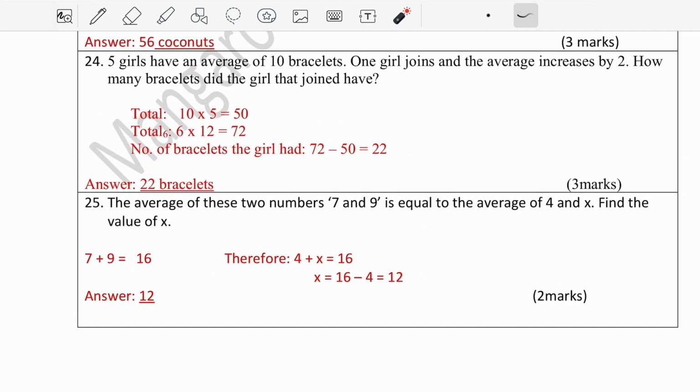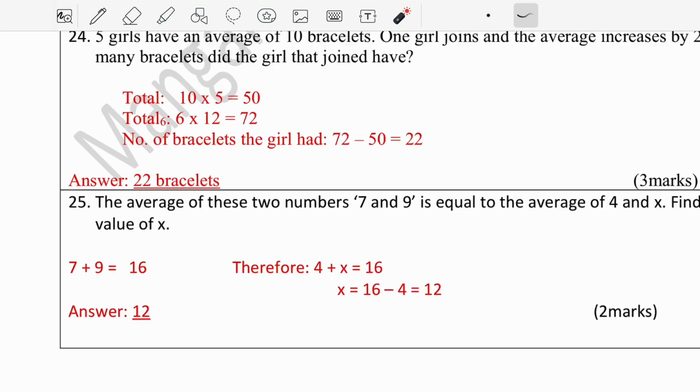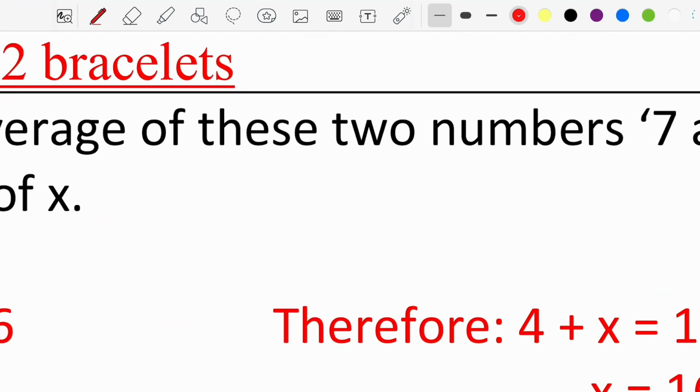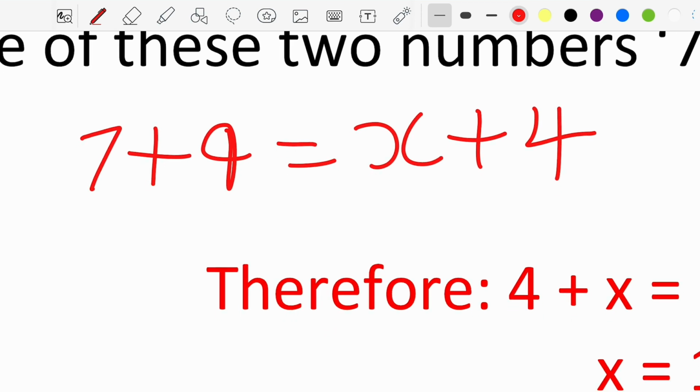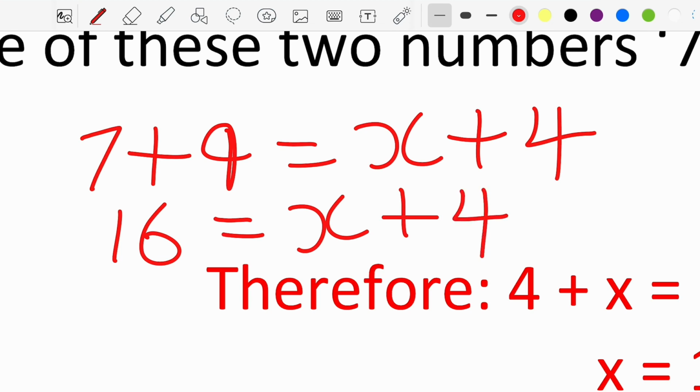Number 25. The average of two numbers, 7 and 9, is equal to the average of 4 and x. So if we have the same amount of numbers and they have the same average, then the total of those numbers will be the same. So we can say 7 plus 9 is equal to x plus 4. And we can solve that. 7 plus 9 is 16, which is equal to x plus 4. So x plus 4 is 16, that's 12. That's easy.